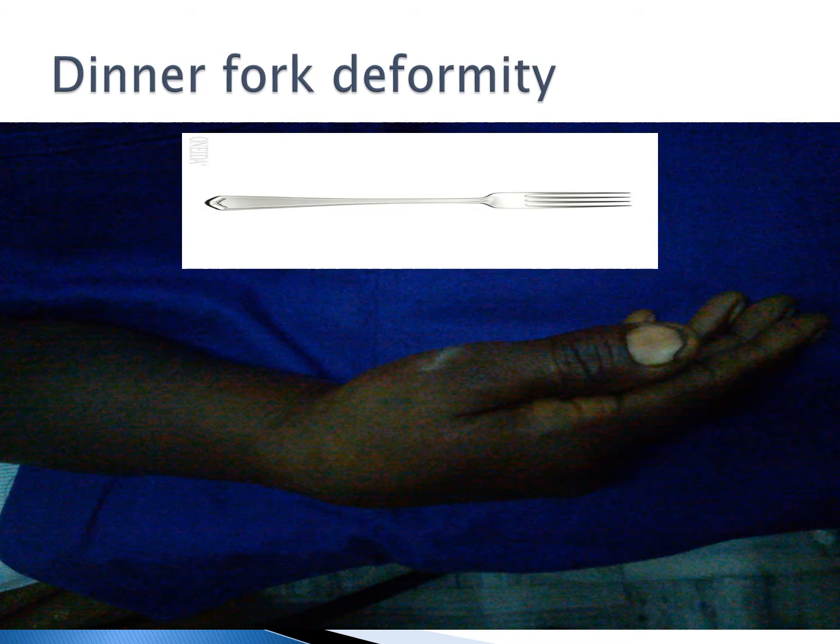So this is the clinical picture of a typical Colles fracture patient, and the hand looks like a dinner fork deformity. You can see there is a dorsal angulation like a dinner fork at the wrist joint. So this is very common, and the Colles fracture deformity seen is the dinner fork deformity.